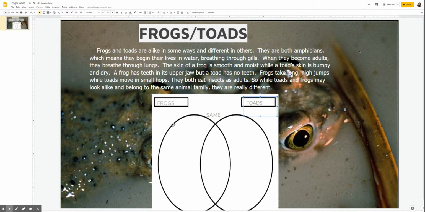Now, when you're filling out your Venn diagram, in the middle is how they're alike. The information on the frogs side is going to be how frogs are different than toads. And then on the toad side, you're going to write how toads are different than frogs. It's very important to go back into your text to find your information.